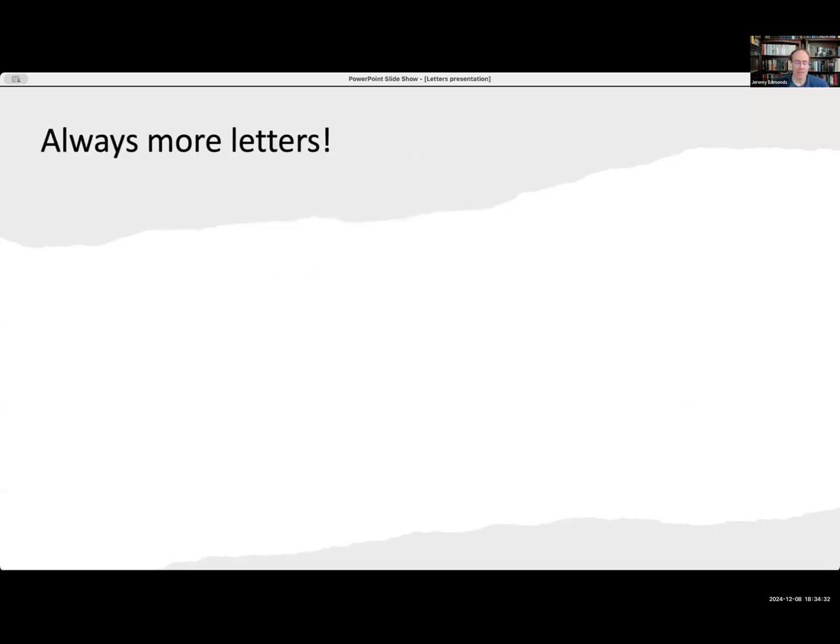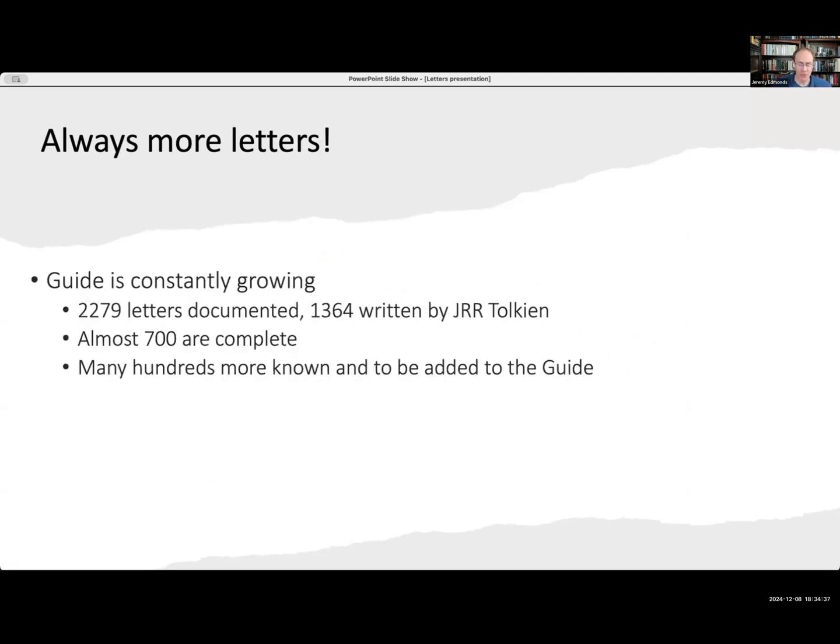So we're not done. We'll never be done. There's more letters. We know of a large number of them that are coming. We have in the guide right now over 2,000 documented, of which almost 1,400 are written by Tolkien. Of those 2,000 plus, almost 700 are fully complete. We've seen the entire letter, and we know the entire contents of it at this point. And we have many hundreds more in the queue that we're slowly adding to the guide.